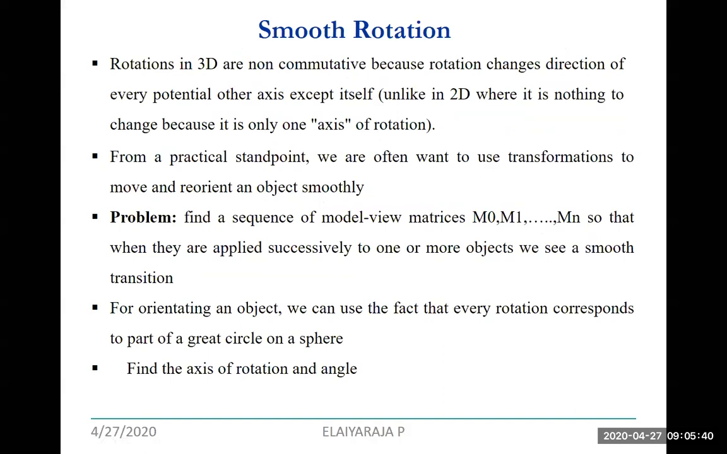So here, rotations do not commute. In 3D, the rotations do not commute. Why? Because the rotation changes the direction of every potential other axis except itself, whereas in 2D it changes nothing. Why? Because there is only one axis of rotation, whereas here we see the angle as well as the axis of rotation.